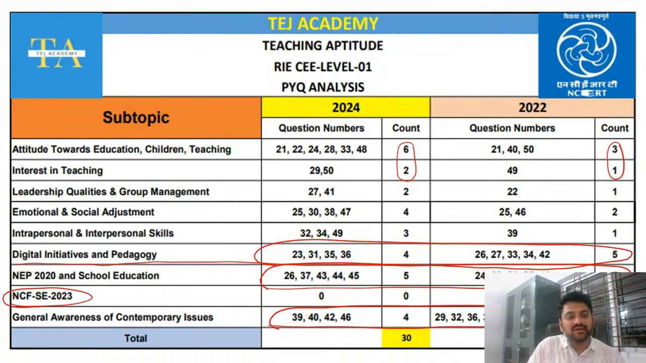Now, based on these subtopics, today I have collected some PYQ models on the first and second subtopics, attitude towards education, children and teaching, and interest in teaching. We have collected roughly 20 PYQs, and based on those PYQ models, we also framed 13 new models. So let us move to the first one.